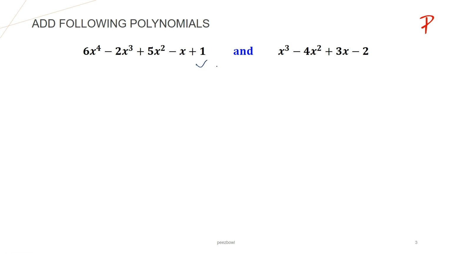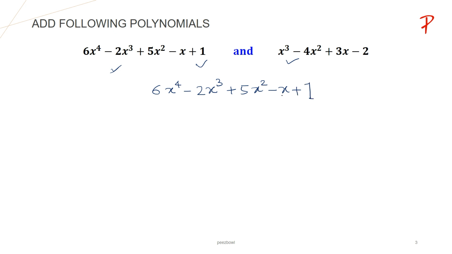We are adding these two polynomials. So for the first step, I need to write these polynomials in columns, right? This way we make addition easier, writing the polynomials one below the other, and aligning terms with the same power of x. Say for example, I will write the first polynomial here, 6x^4 - 2x^3 + 5x^2 - x + 1.